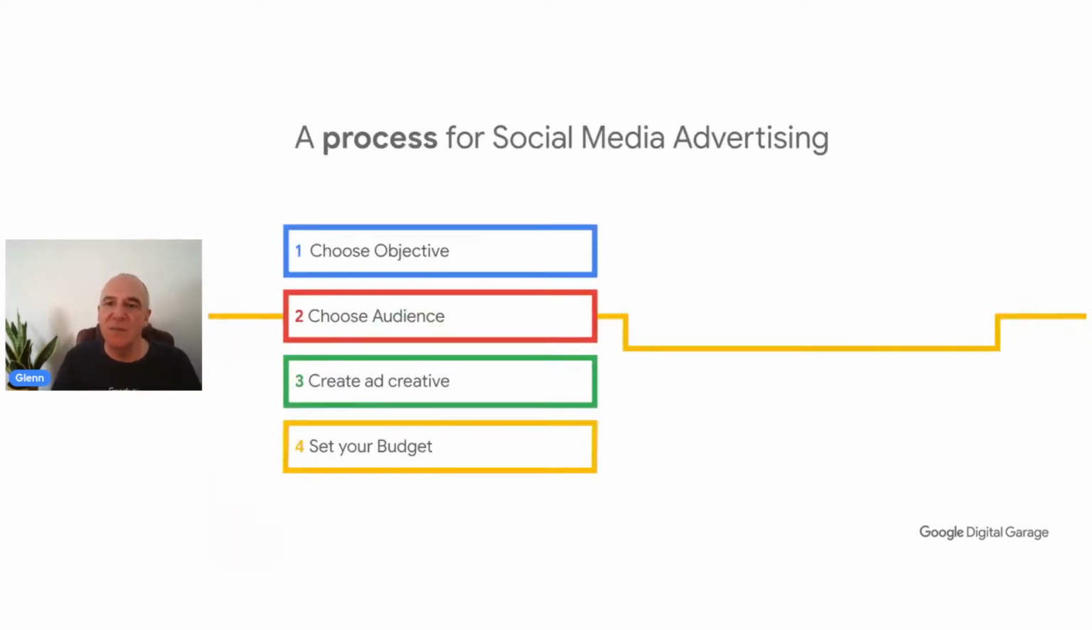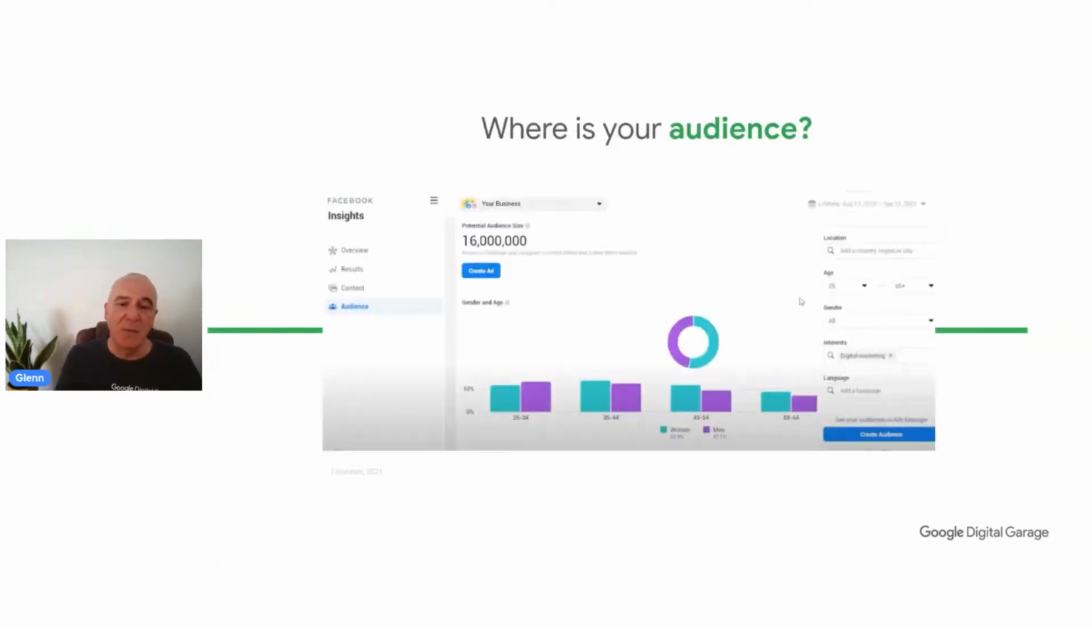So we want to choose an objective for our social media advertising and an audience that will come as being a part of that objective. We're going to create our ad creative and set our budget. So a slightly different process to the search advertising that we were looking at previously. Now, if we want to find where our audience is, all the big platforms have excellent insights or analytics functions. So make sure that you're looking at those, because they give you so much free information about how to set up your next campaign. From the example on the screen, we can see that there's a potential audience size of 16 million there. Sounds quite appealing.